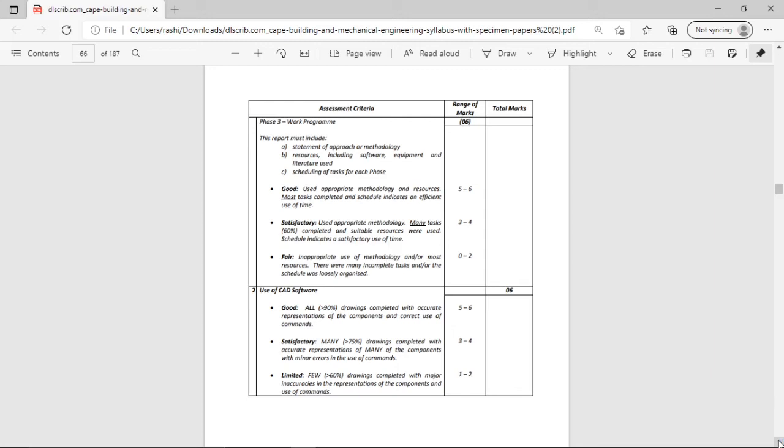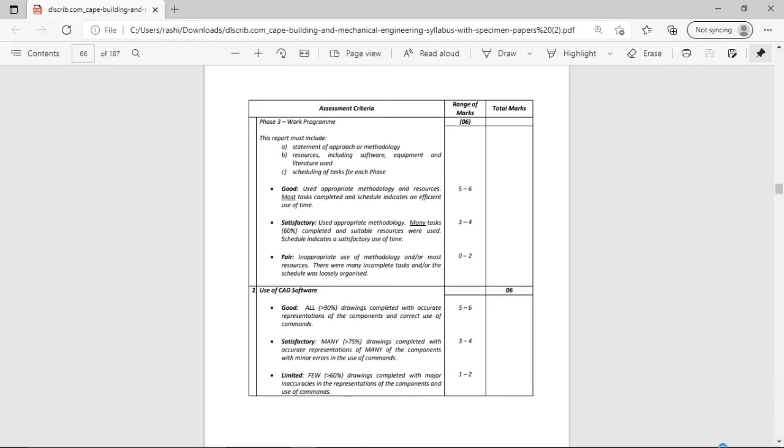You have to make mention of the different resources used, whatever books, whatever software you use, AutoCAD and anything else, what equipment you use, and all of that information. How did you go about scheduling a task for each phase? That can be explained with an activity network diagram. It shows you what happens when and so on. And if you do that well, you get 6 marks for that.